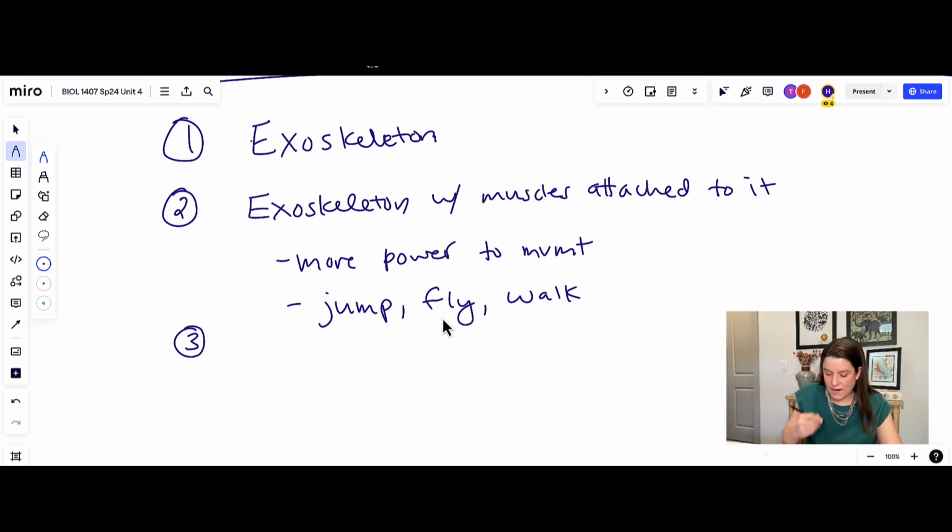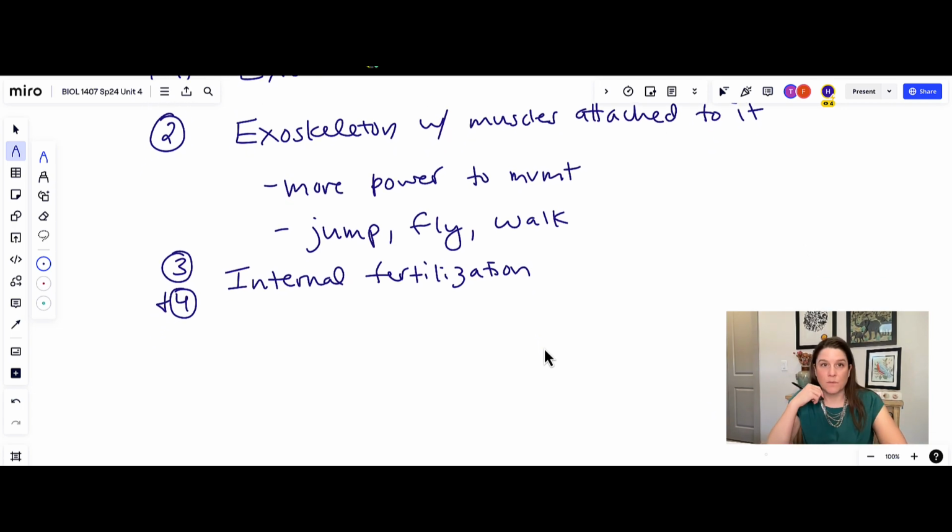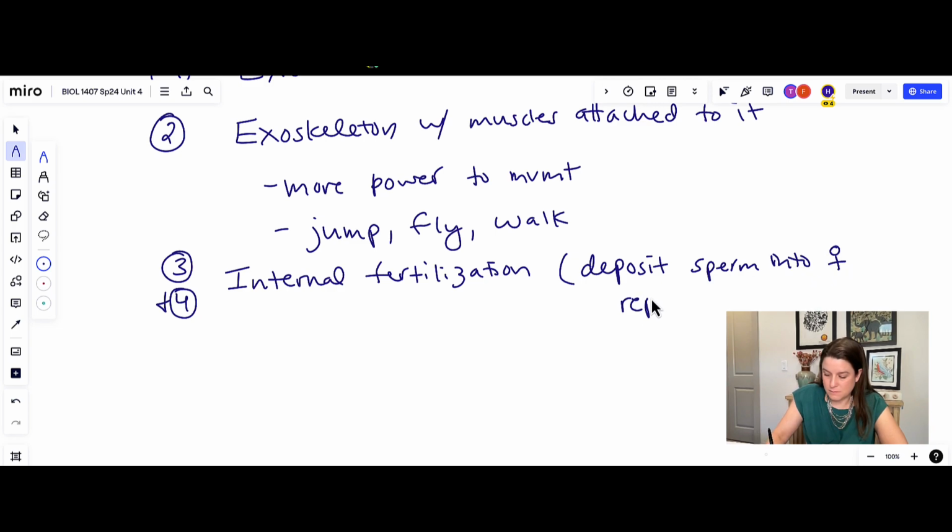Eggs and sperm from drying out. And, this is number 4 as well, basically. Lots of insects have internal fertilization. They're going to actually have some way to deposit the sperm into the female reproductive tract. And then the eggs would be right there, and then the sperm can swim, and then they can fertilize right there.